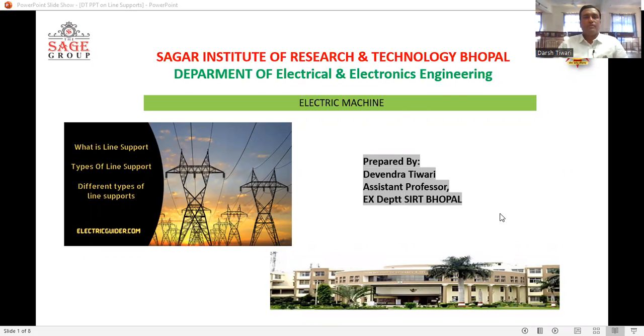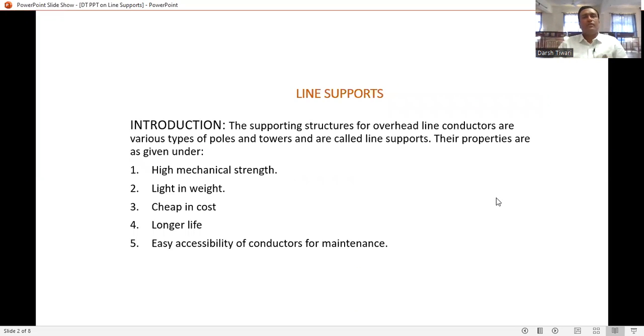So, first question is what is line support, what are its different types, what are its uses, and some comparison between different types of line supports. So, first we will see what is line support.